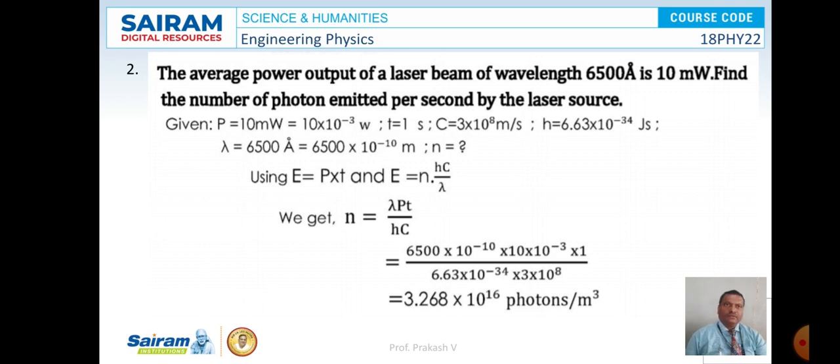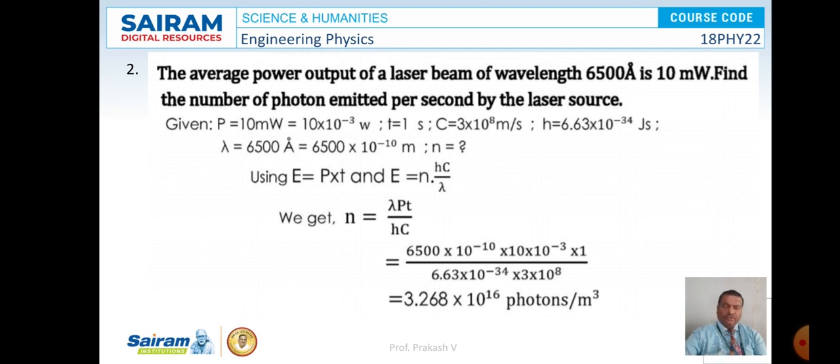The average power output of a laser beam of wavelength 6500 angstrom is 10 milliwatt. Find the number of photons emitted per second by the laser source. Here power is 10 milliwatts and time is 1 second, c, the velocity of light, is 3 into 10 to the power of 8 meter per second, and h, the Planck's constant, is 6.63 into 10 to the power of minus 34 joule second. Taking the value of lambda as 6500 angstrom, we know the formula E is equal to P into T and E is equal to N into hc by lambda.